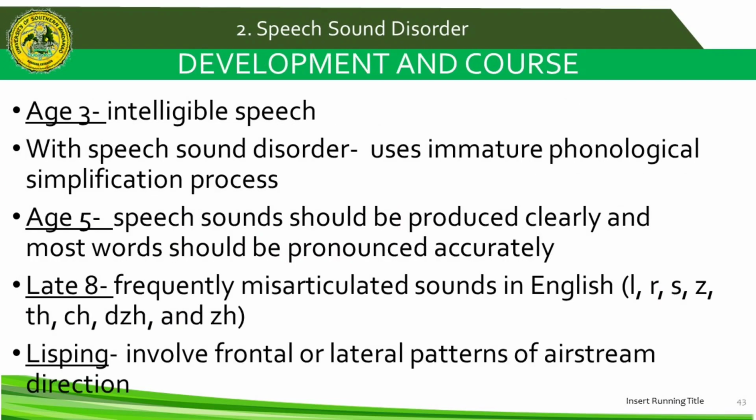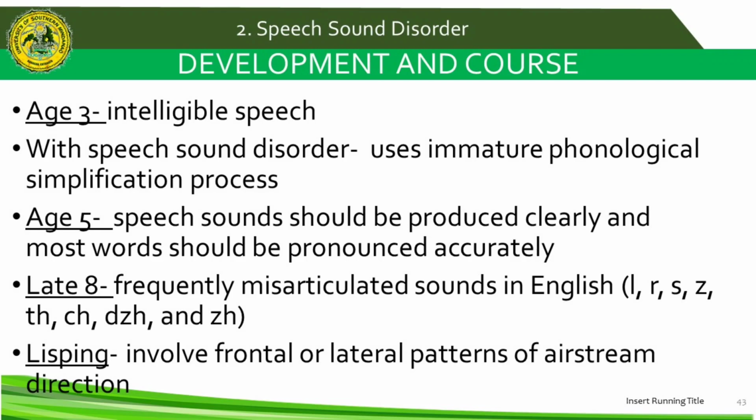For the development course, at age 3, children with speech sound disorder continue to use immature phonological simplification processes. At age 5, most speech sounds should be produced clearly and most words should be pronounced accurately according to age and community norms. Later-developing sounds refer to the frequently misarticulated sounds in English, which also tend to be learned later, which are the l, r, s, z, th, ch, and others.